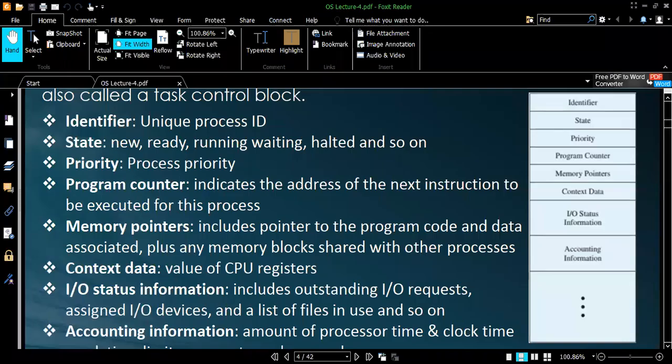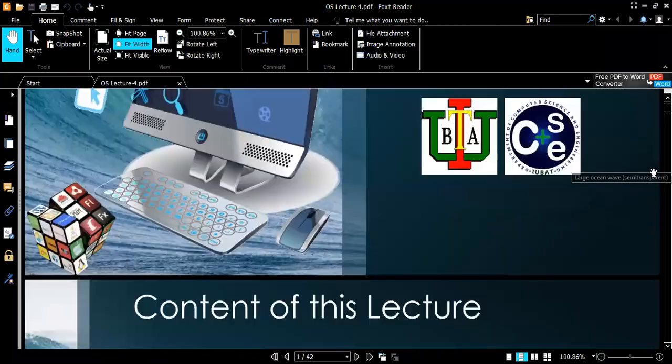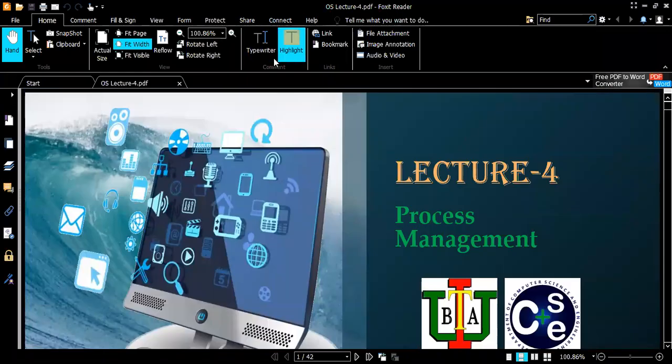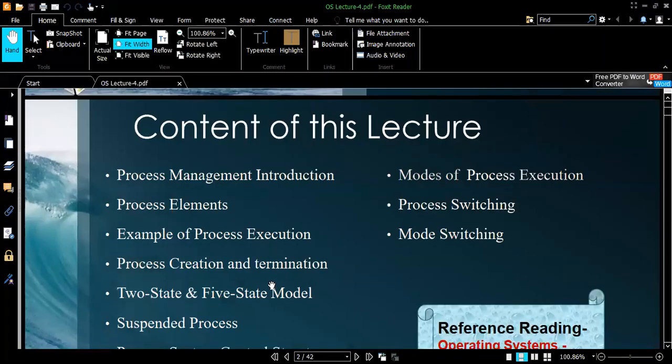So today we will resume chapter 4. In chapter 4, we have process management. The main topic of this chapter will be understanding what a process is and how processes work. We'll study the process management introduction.